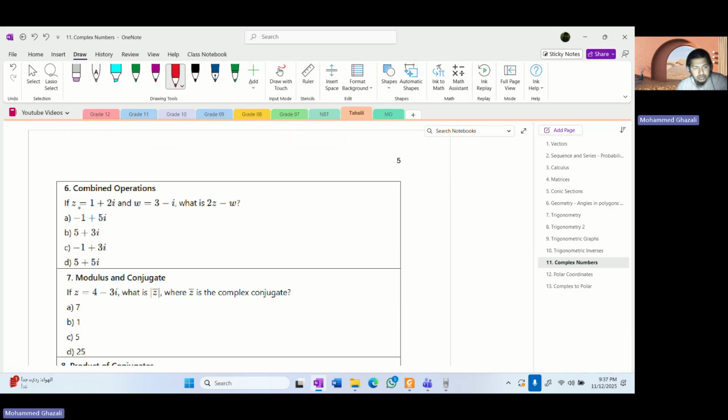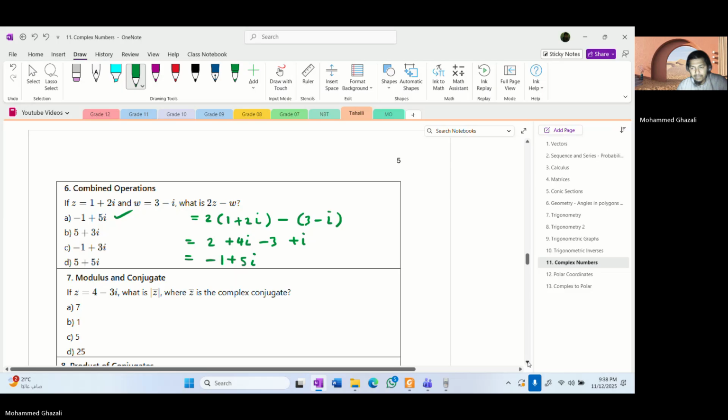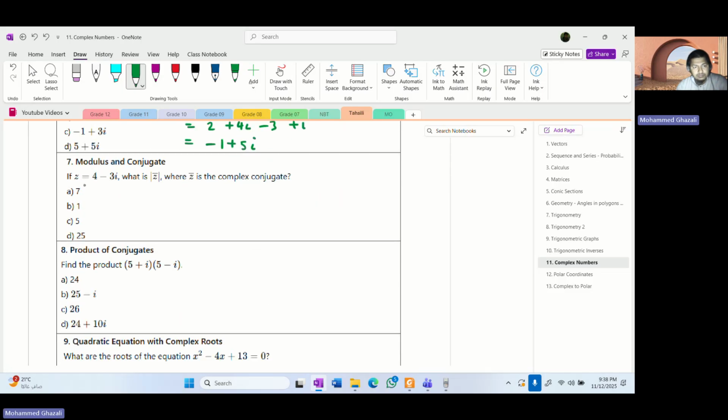Combined operation. We want to find 2 times z minus w. So what is 2 times z minus w? What is z? 1 plus 2i, minus what is w? 3 minus i. Right? So now you're going to multiply: 2 times 1 is 2, plus 4i. Take the 2 inside. Minus 3 plus i. So 2 minus 3 is negative 1. 4i plus i is 5i. So the answer is negative 1 plus 5i. So A. Moving on to the next question.